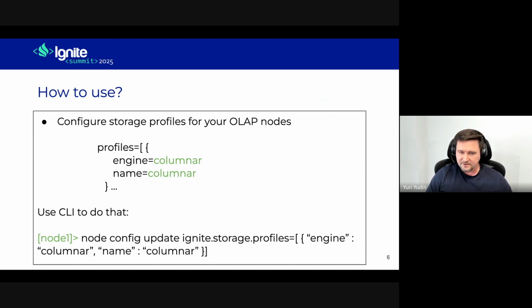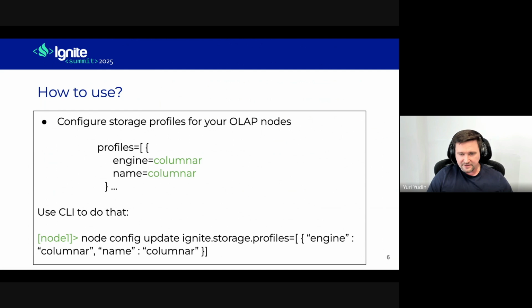And this could easily be done via Ignite's new and shiny command line interface. So I'm showing here how to do that, but we will have a look at this a little bit later in the talk, during the demo. Essentially, this new section adds a storage profile called columnar, which is using the columnar engine. Note that while you can give the profile a different name if you prefer, the engine name is hard-coded and should remain columnar.